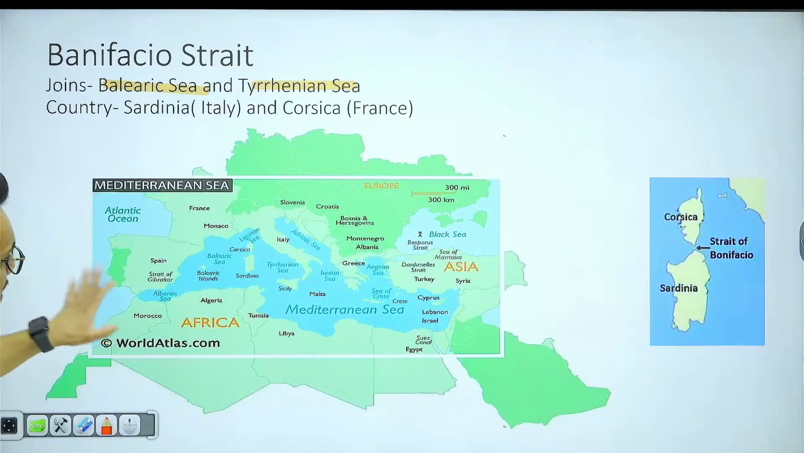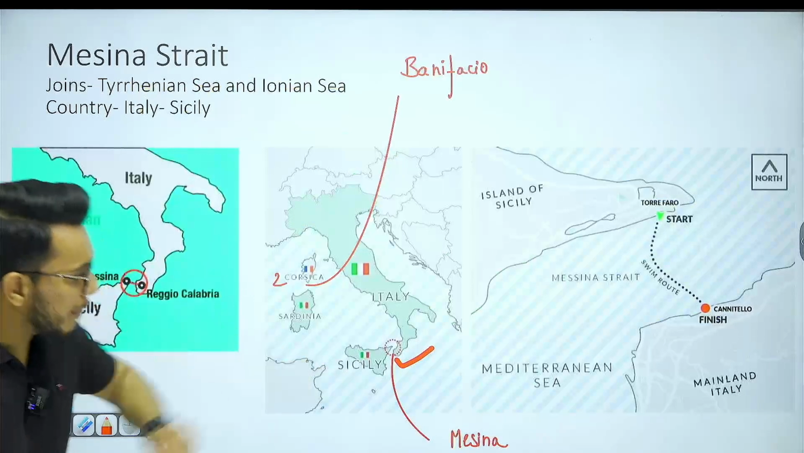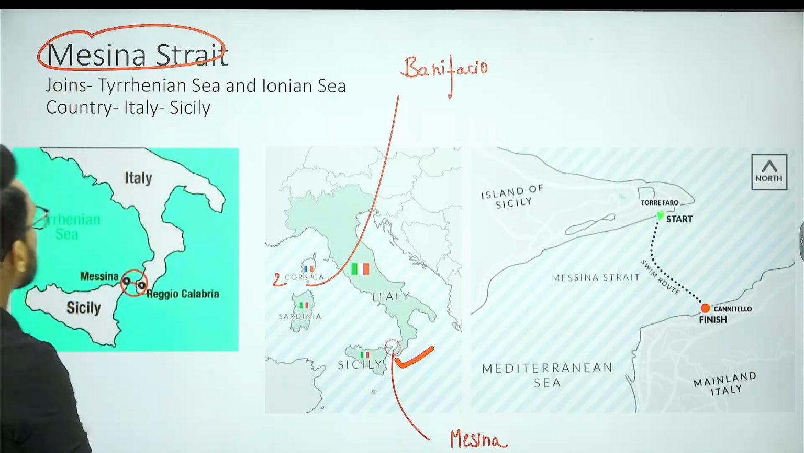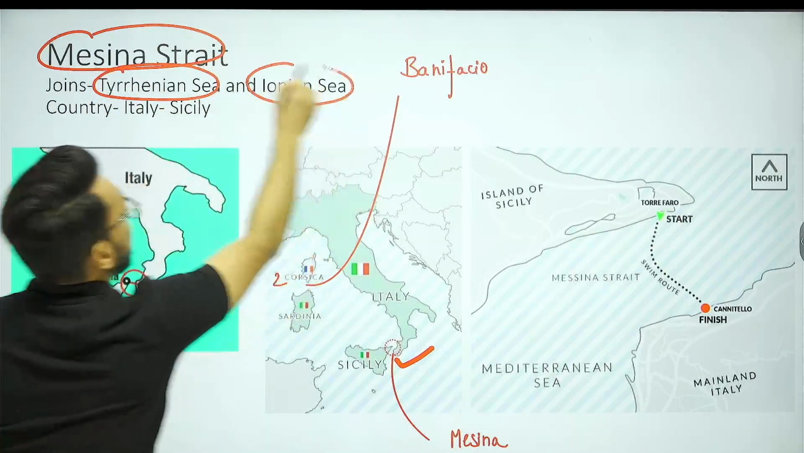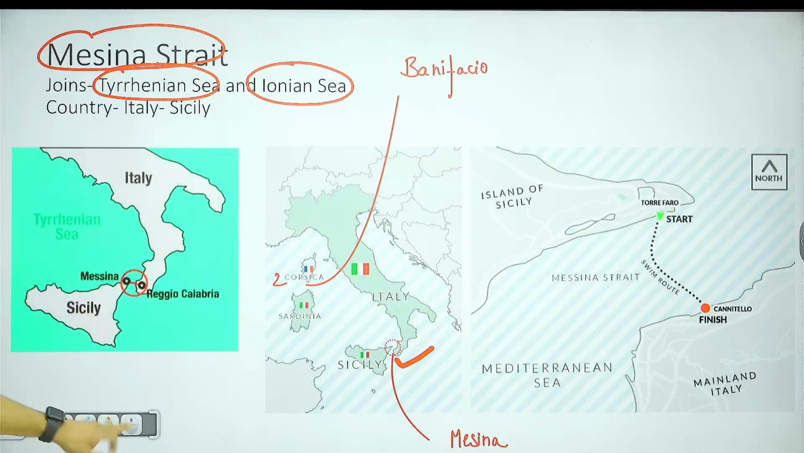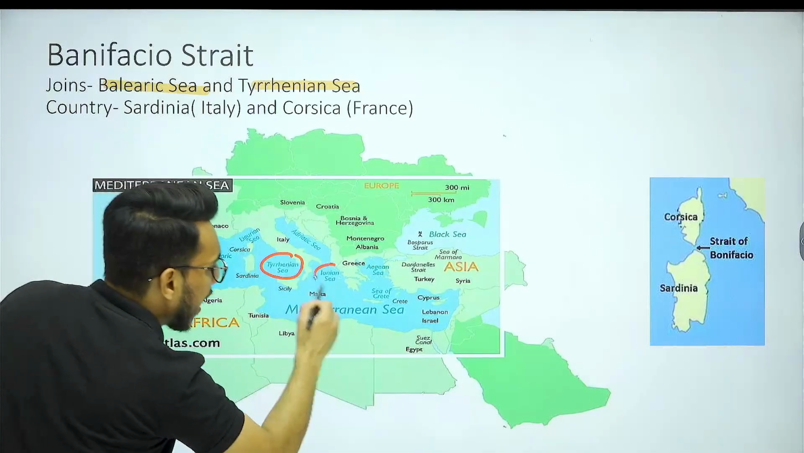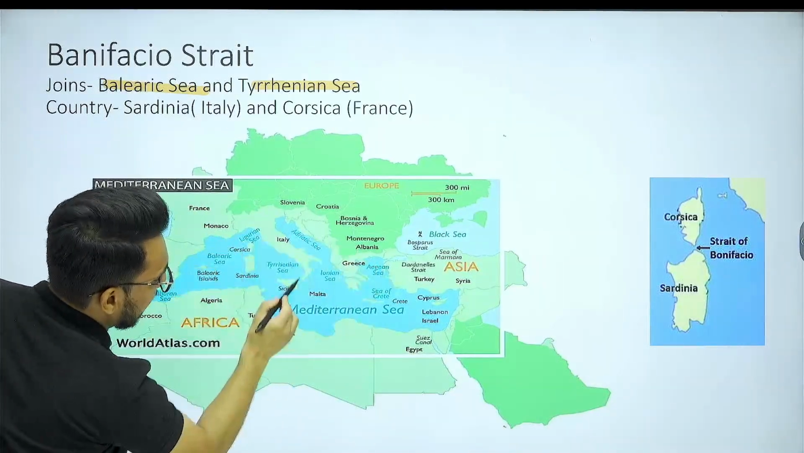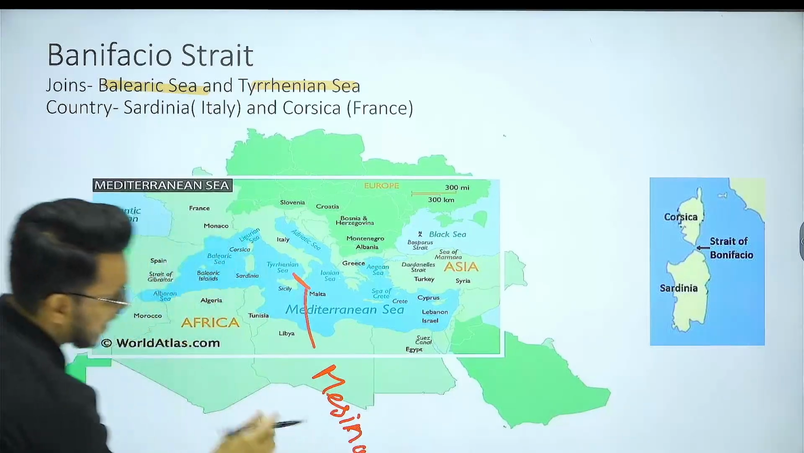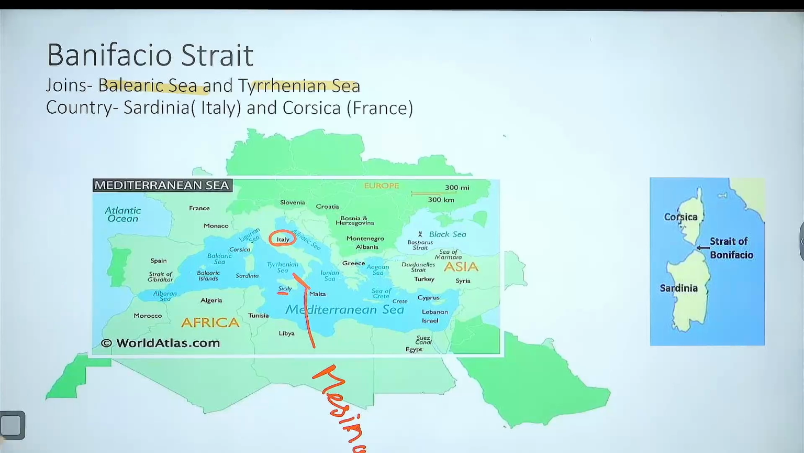Then further towards the south, here we have the Messina Strait. Now what does the Messina Strait connect? The Messina Strait joins the Tyrrhenian Sea with the Ionian Sea. Here we have the Tyrrhenian Sea, here we have the Ionian Sea, and in between we have Messina. Messina is in between Sicily, which is an island of Italy, and mainland Italy.